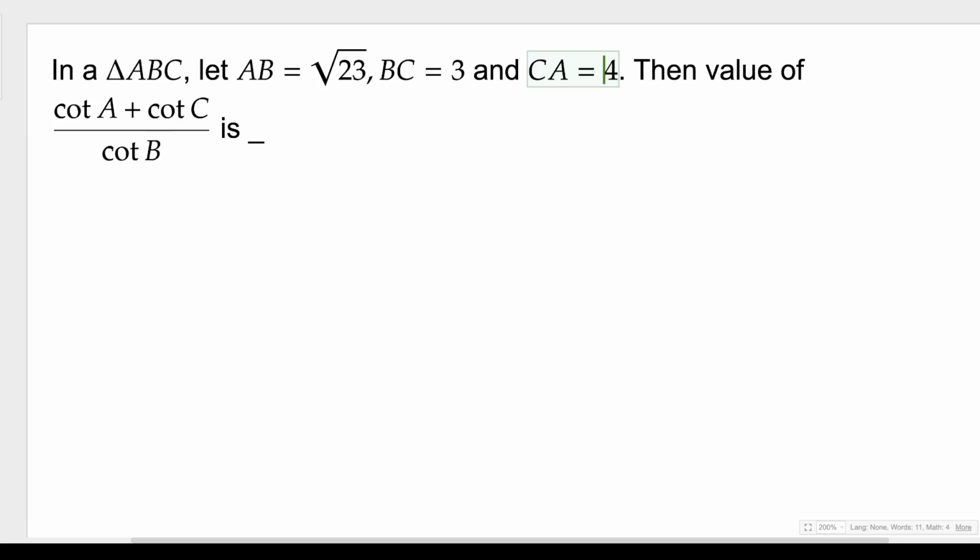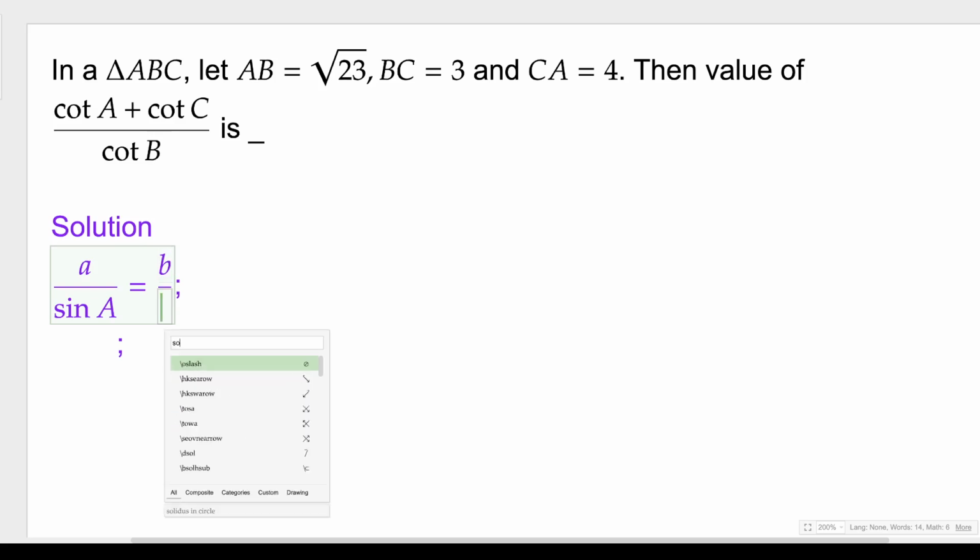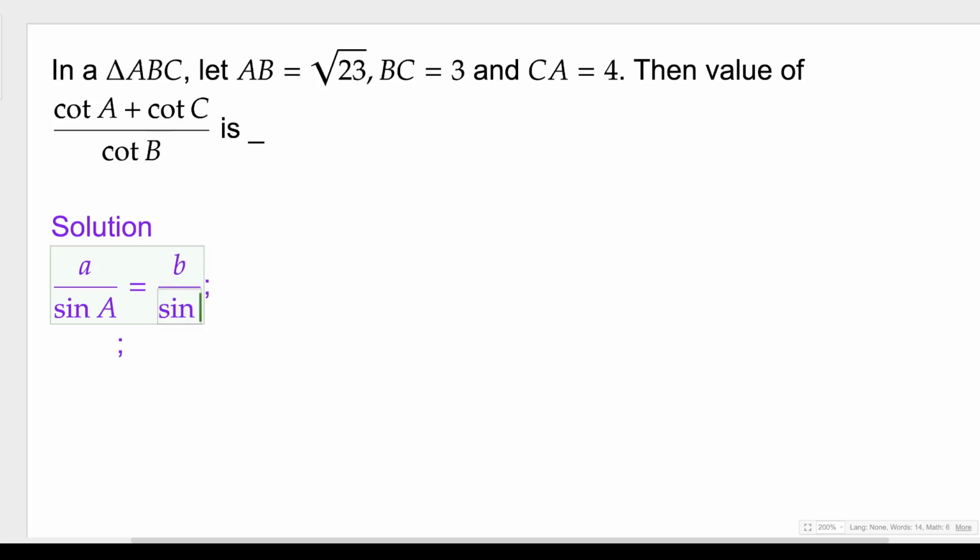In that case, we need to compute the value of cotangent of A plus cotangent of C over cotangent of B, right? So first of all, we need to observe the given data. We know the rule of sine, which says that the side length a over sine of angle A is equal to the side length b over sine of angle B, which is equal to c over sine of angle C. So this is what the sine rule states.